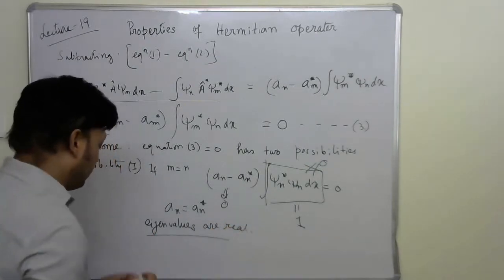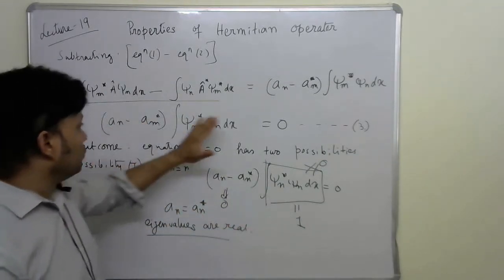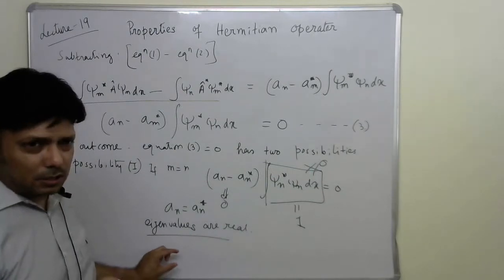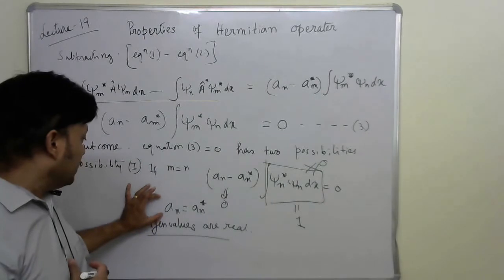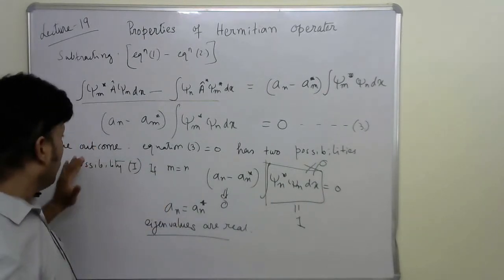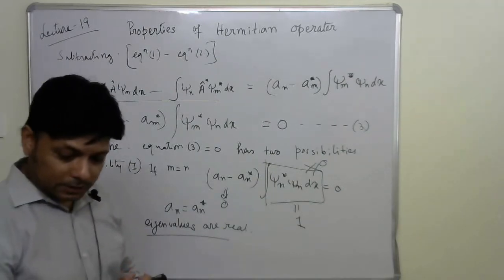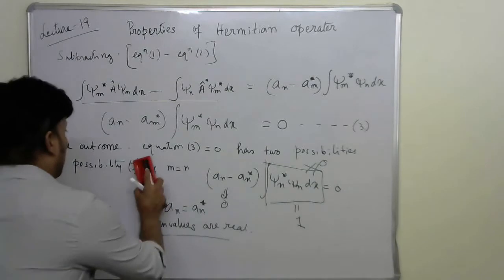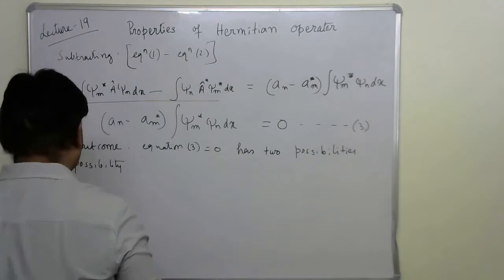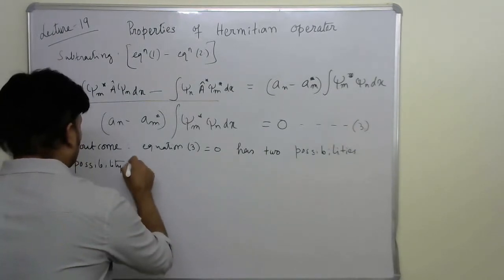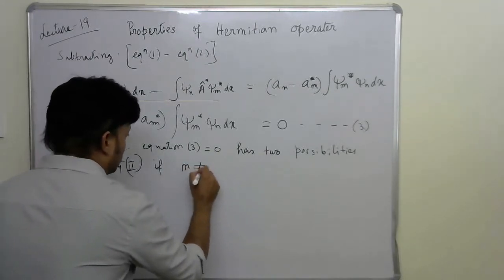So whenever we have m equal to n, equation 3 gives 0, based on a very simple assumption, or the postulate that we have already seen, that the eigenvalues are real. So m equal to n is a rather familiar condition for us. Now we would discuss possibility number 2. The possibility number 2 is: what if m is not equal to n?